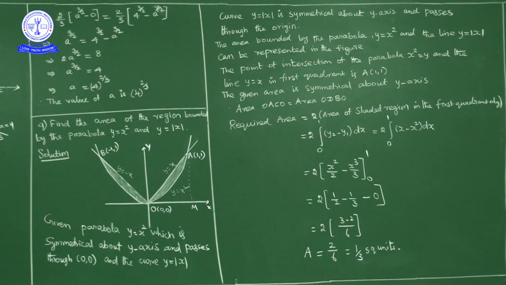Next, applications of integration, we are continuing exercise 8.1. 9th question, find the area of the region bounded by the parabola y is equal to x square and y is equal to mod x. First of all, y is equal to x square is a parabola symmetrical about y axis. Now y is equal to mod x is also symmetrical about y axis, both pass through origin.